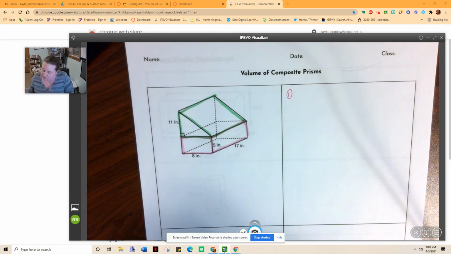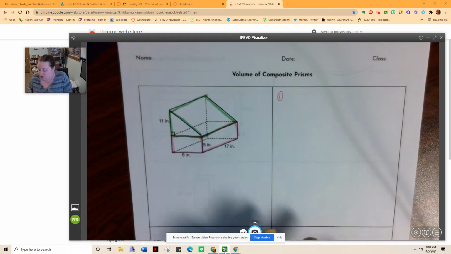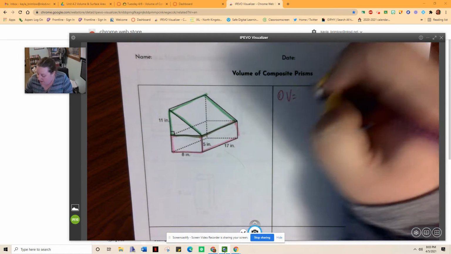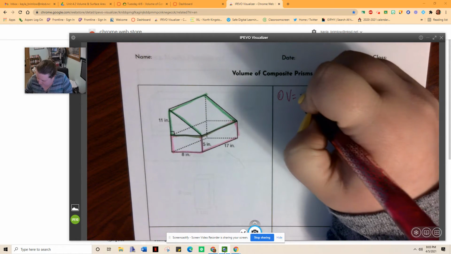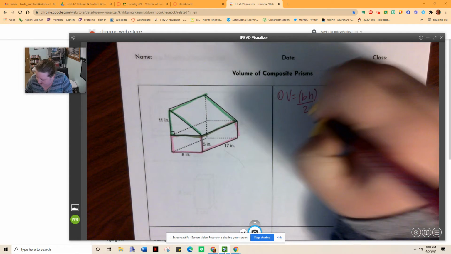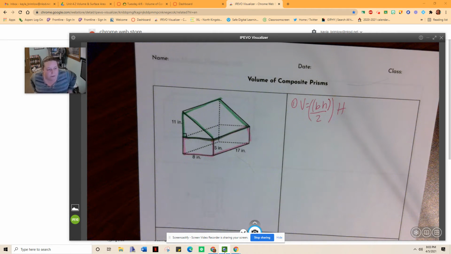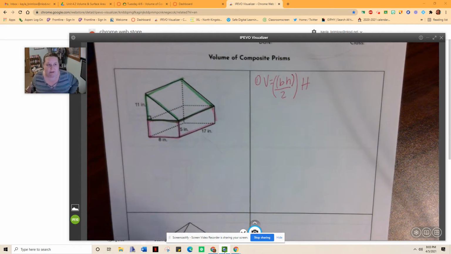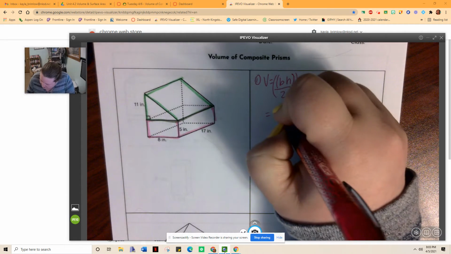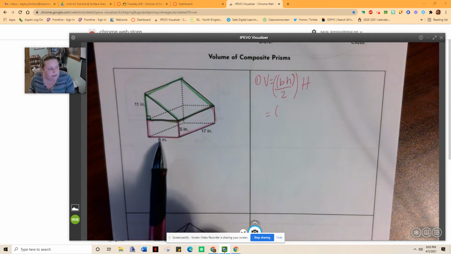All right, so let's start with, once again, the triangular prism. Since we're given a formula, that's what we should start with. So volume equals base times height of the triangle divided by 2, and all of that is multiplied by height of the prism. The big H is always height of the prism, and that's for everything. So we're going to start by doing the base of the triangle, which is right here, and it shares it with the rectangle.